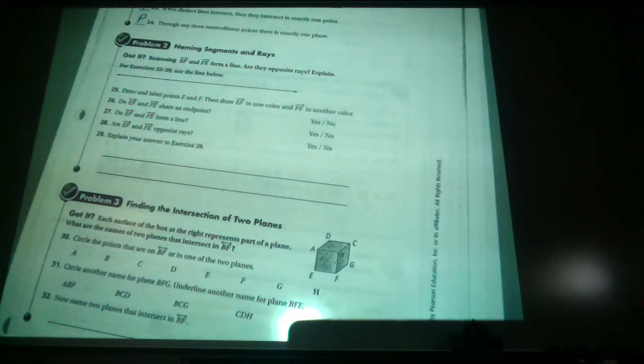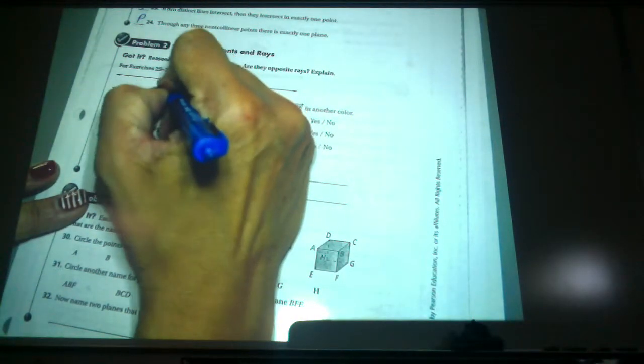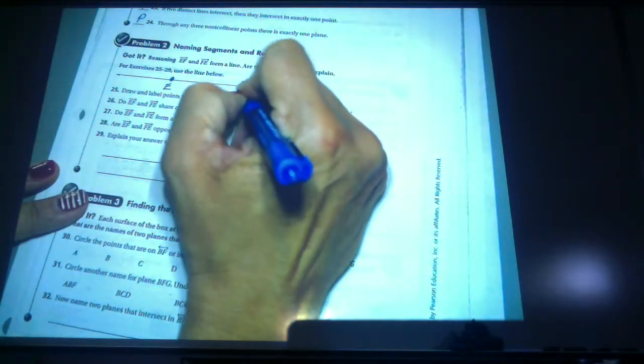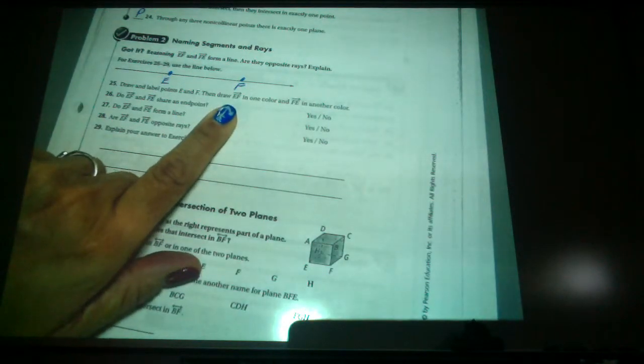So for this one, question 25, draw and label points E and F. So put points E and F on this line. Here's E, and here's F. Here's where it would be handy to have two different colors of highlighters. Then they want you to draw ray EF in one color. So here's ray EF. Where would ray EF start? E. So it'll start at E, and it's going to go in this direction with an arrow at the end.